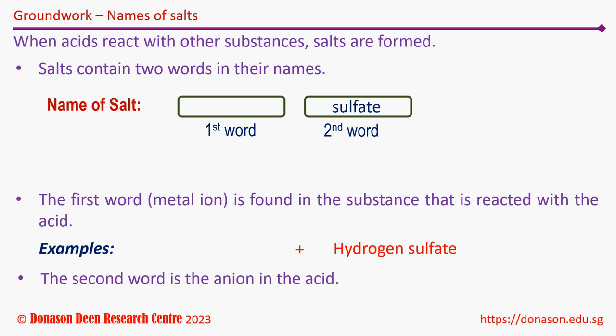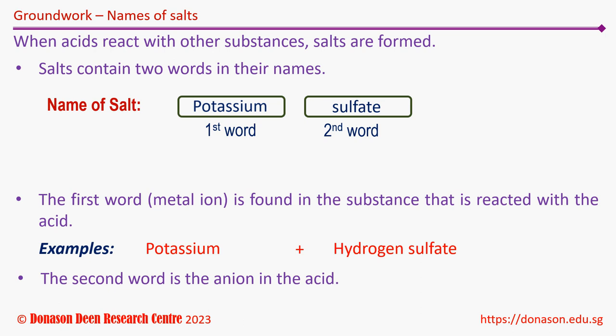Let's look at some further examples. With the hydrogen sulfate, if instead I have used zinc carbonate, the metal part of the zinc carbonate is zinc, so the name of the salt would be zinc sulfate. How about if we used copper oxide? The name of the metal found in copper oxide is copper, so the name of the salt would be copper sulfate. How about if we use potassium metal with hydrogen sulfate? The name of the salt would begin with the word potassium, so it will be potassium sulfate.